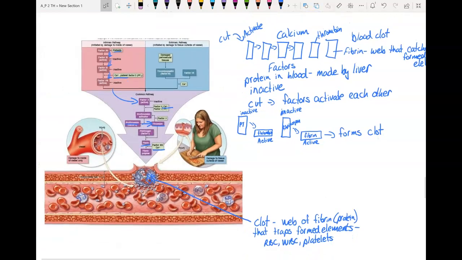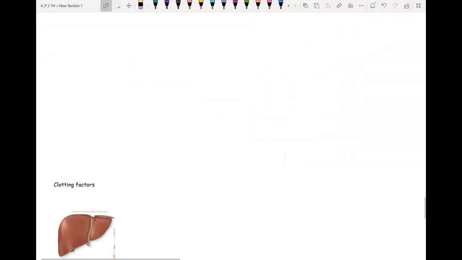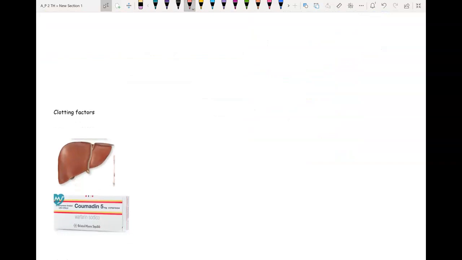Okay. Once scientists understood how this worked, then they can figure out ways to manipulate it. So sometimes you don't want a clot. Some people have problems with clotting. Okay, you can get unwanted clots. Ideally, they just form when you get a cut and you need it in order to stop bleeding. But you can get unwanted clots.